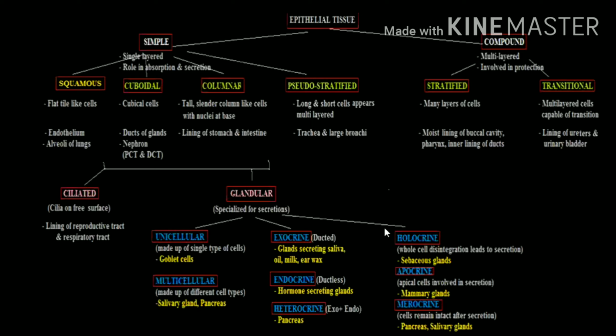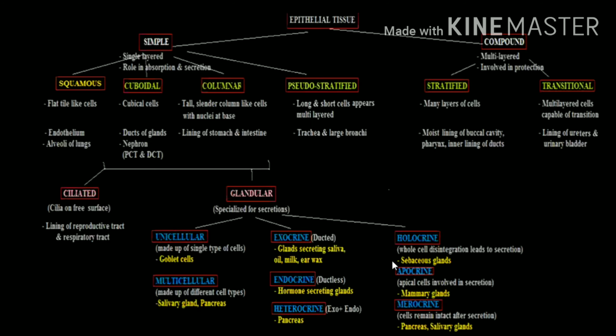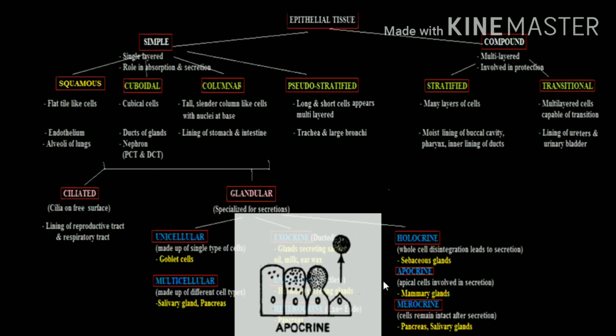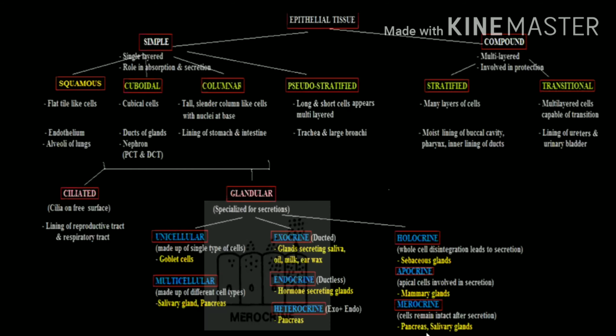Moving on to the last classification, which is based on the involvement of cells in secretion: holocrine, apocrine, and merocrine. Holocrine means the whole cell disintegration leads to the secretion. The example is sebaceous glands. In apocrine, the apical cells are involved in secretion. The examples are mammary glands. In merocrine, the cell will remain intact after the secretion. The examples are pancreas and salivary glands.